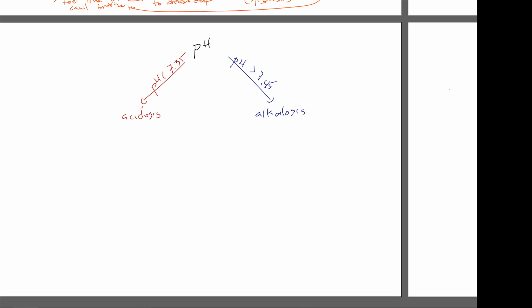But then defining whether it's respiratory is going to depend on CO2. It's going to depend on CO2 levels, maybe a slightly different shade of red. And if it's metabolic, it's going to depend on bicarbonate levels. So this is going to be due to a decreased bicarb, HCO3.